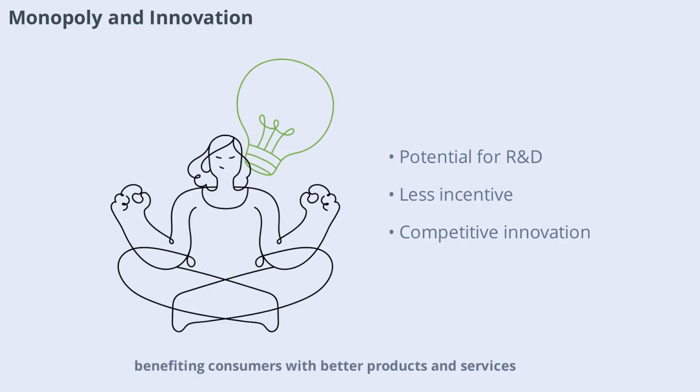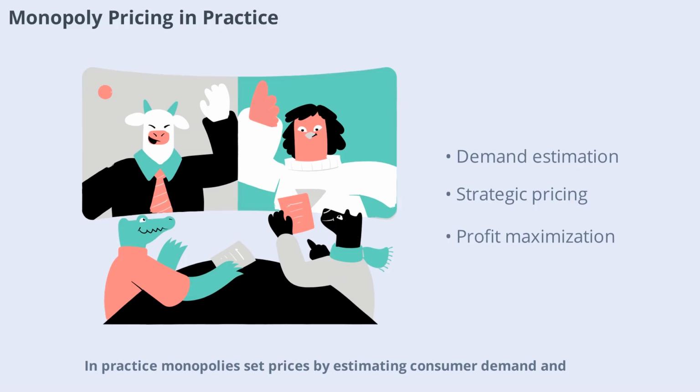In practice, monopolies set prices by estimating consumer demand and choosing the price and quantity that maximize profit. This process often involves sophisticated market analysis and strategic decision-making, but the end result is usually higher prices and lower output than in competitive markets.